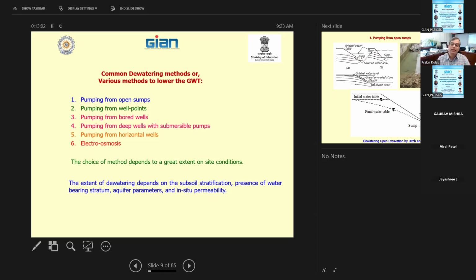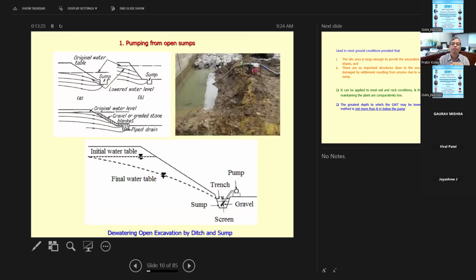And then the extent of groundwater depends on the subsurface stratification. That is very important. The presence of water-bearing strata, where the water table is located, the aquifer permeability or in situ permeability. Again, while doing a well bore, we need to know what type of aquifer it is: confined, unconfined, or perched aquifer. All these things you need to know.